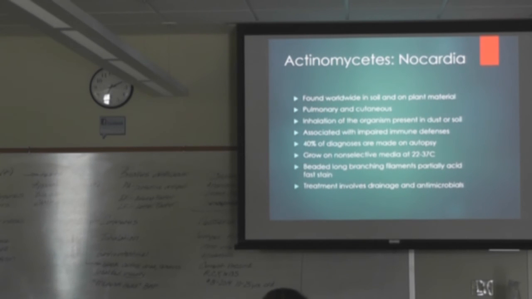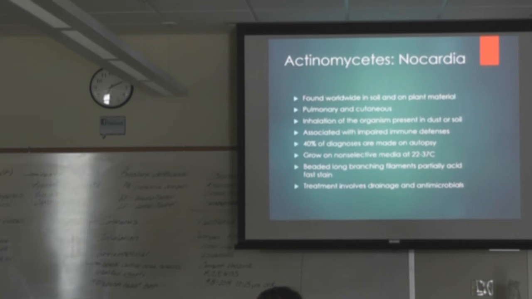Alright, found worldwide in soil and on plant material. It can cause pulmonary and cutaneous infections. This one, I think you guys are going to have to be a little bit careful with Nocardia and with Bacillus and Moraxella. Okay? Look at that. 40% of diagnoses are made on an autopsy. Kind of creepy. Depending on if it's inhalation, really.